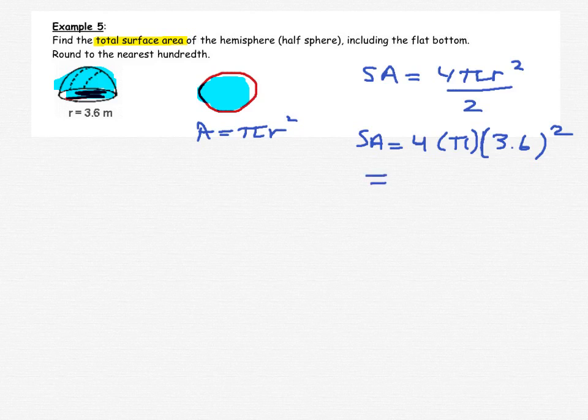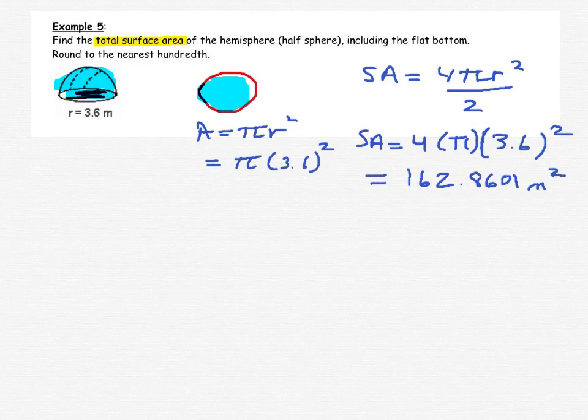That works out to be 162.8601. And that's square meters. And that covers basically the curved edges of your half basketball. And then you have the bottom of your sphere, the flat edge. So pi times the radius of 3.6 squared.